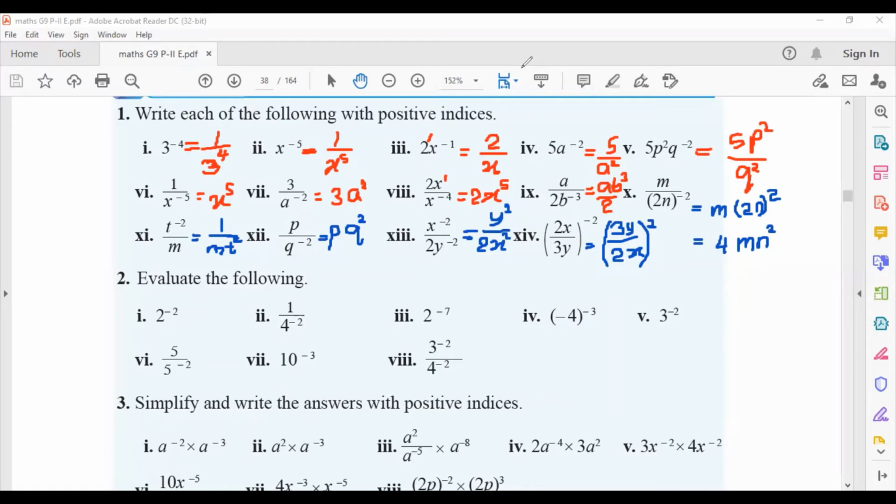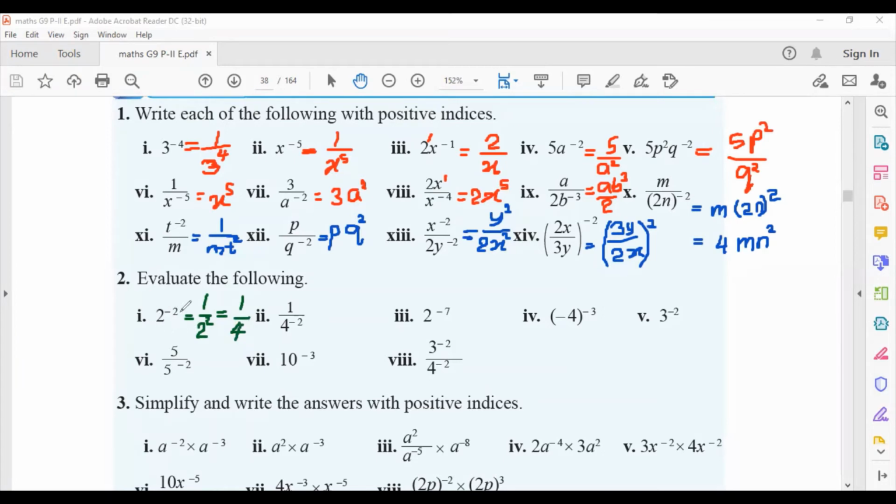Now let's move to the second question. 2 to the power negative 2. Evaluate the following. Evaluate means you have to find the value. That should be taken into denominator place. Then it becomes 1 upon 2 to the power 2. Then it is equal to 1 upon 2 to the power 2, which is 4.